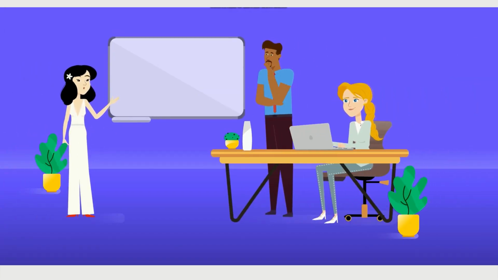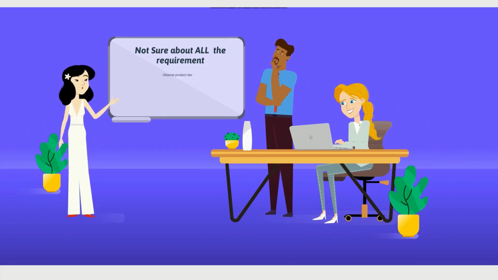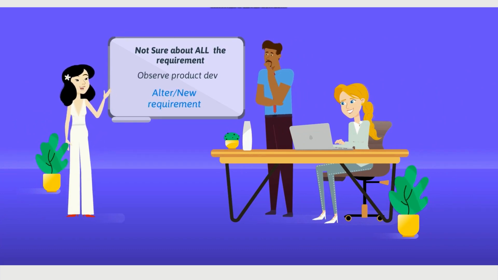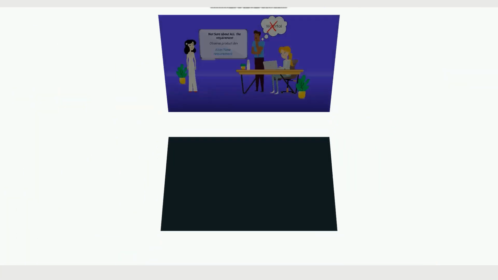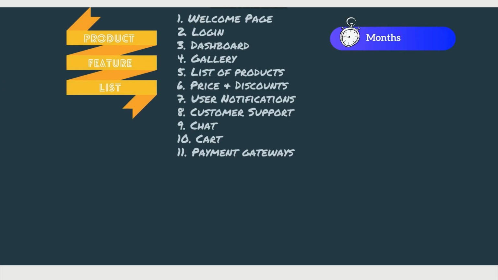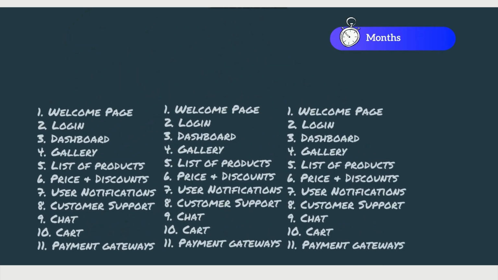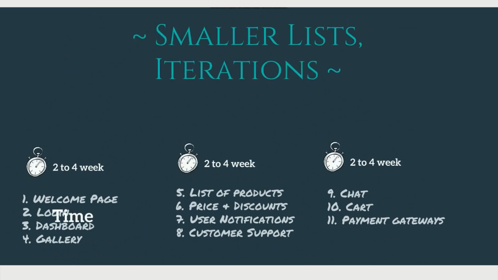Emma is not sure about all the requirements at once. She would like to observe the product development and alter or add new ideas along the line. So, the waterfall model is a no-go. So, instead of developing all the requirements for months, it can be divided into smaller lists. Work on a list for 2 to 4 weeks and then move on to the next list and so forth.